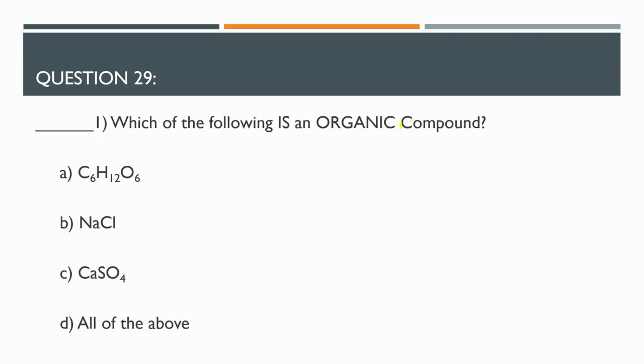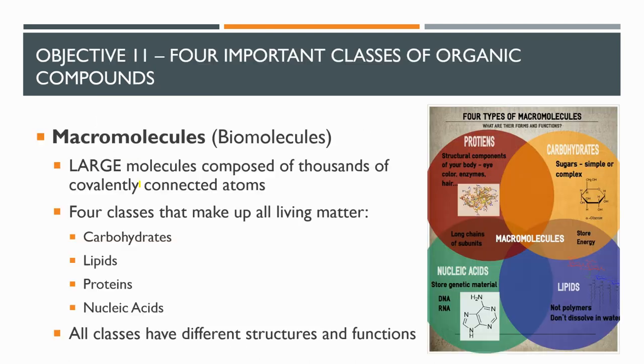And so which of the following is an organic compound? What we're looking for is carbon. Now this is actually chlorine. That's NaCl, sodium chloride, so no carbon there. This is calcium. No carbon there. And so the only one of those that's an organic compound, and probably a super important organic compound, is glucose, C6H12O6.